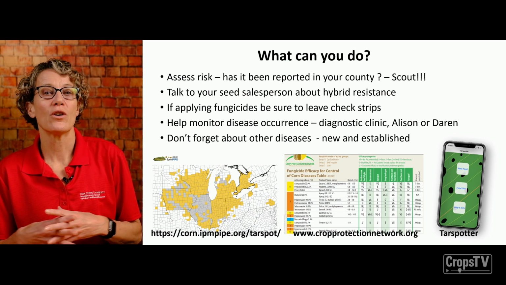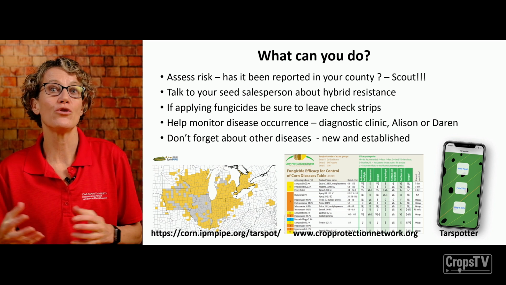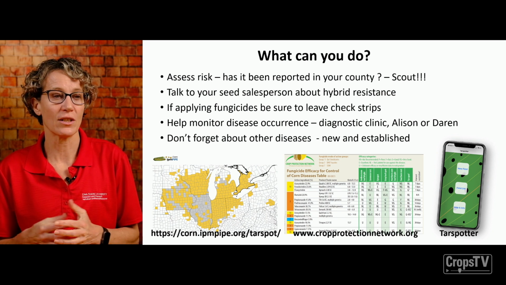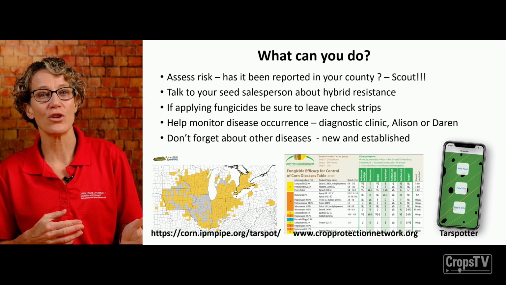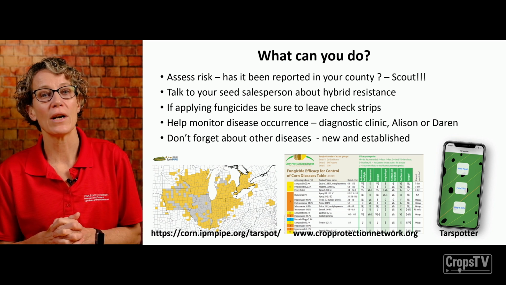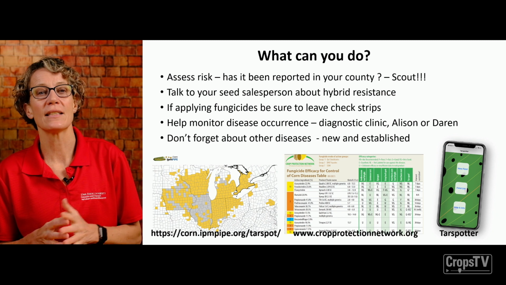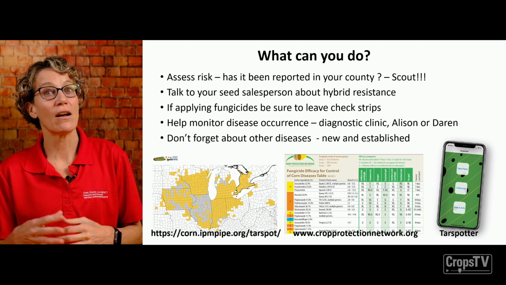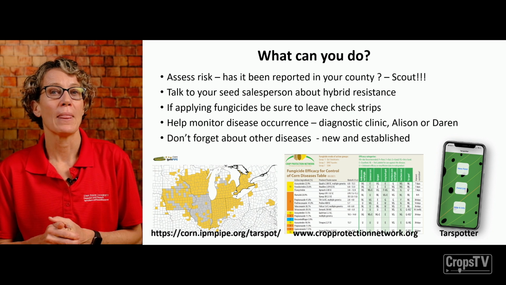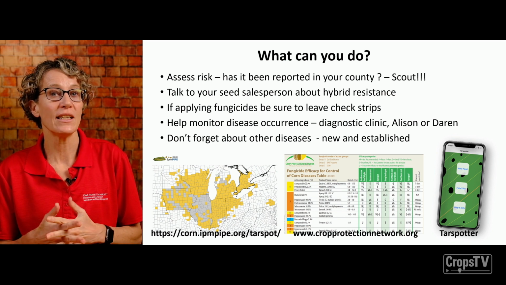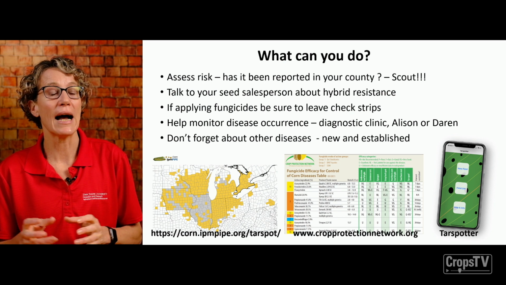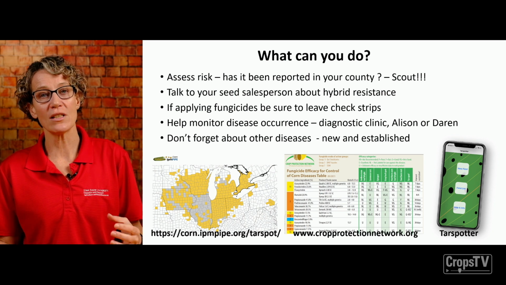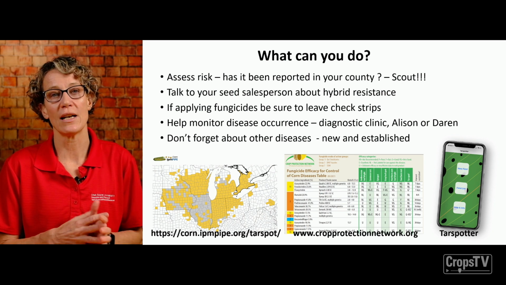So as we look forward to 2022, what can you do to manage tar spot? The first thing to do is to assess the risk. Has it been reported in your county? Look at that Corn IPM Pipe website and see if it's been reported in your county. If it has, get out into the field and scout. Another thing you can do is talk to your seed salesperson about hybrid resistance. Even though no hybrids are resistant, some hybrids are less susceptible than others.